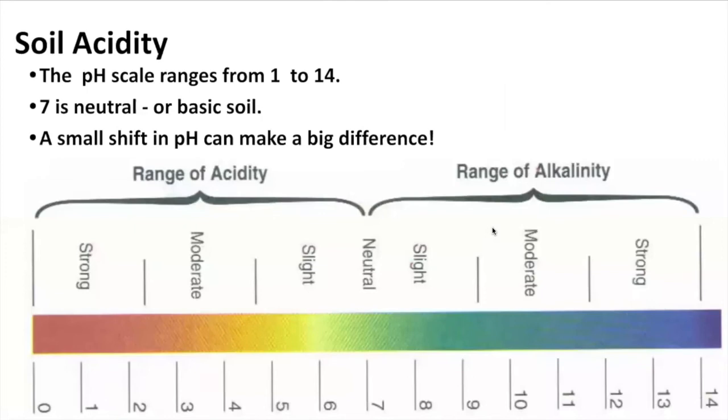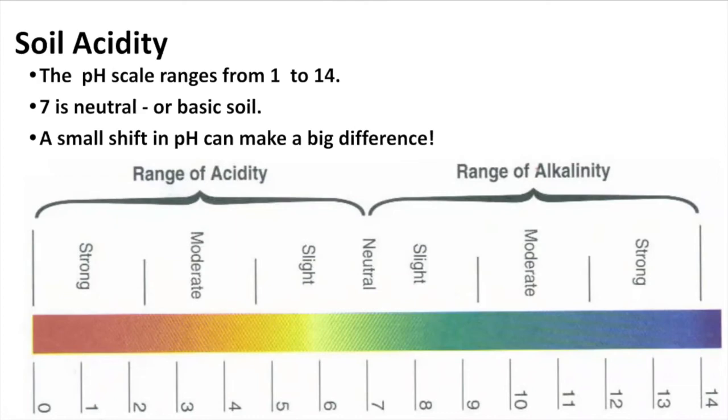Okay, and this is what we were talking about before. pH 1 to 14. Usually, we like a 7 pH as being neutral. It's neither acid or base. It's in the middle. So if you get a soil test back and it says 7, that's good.